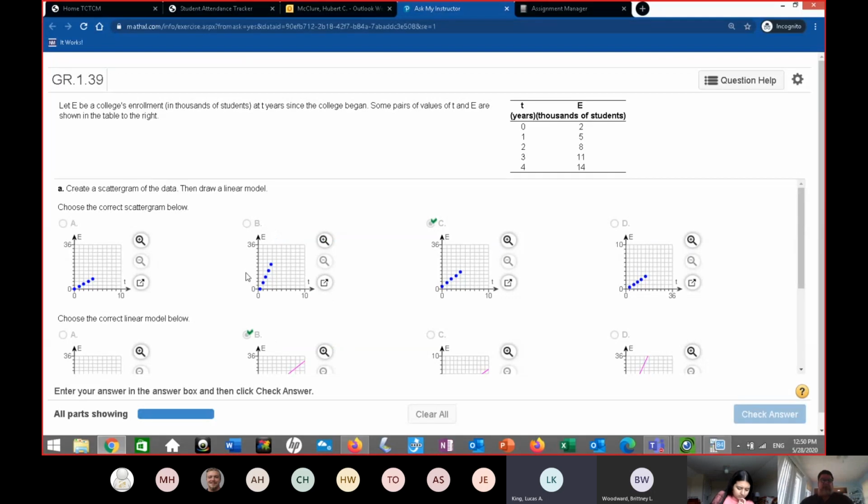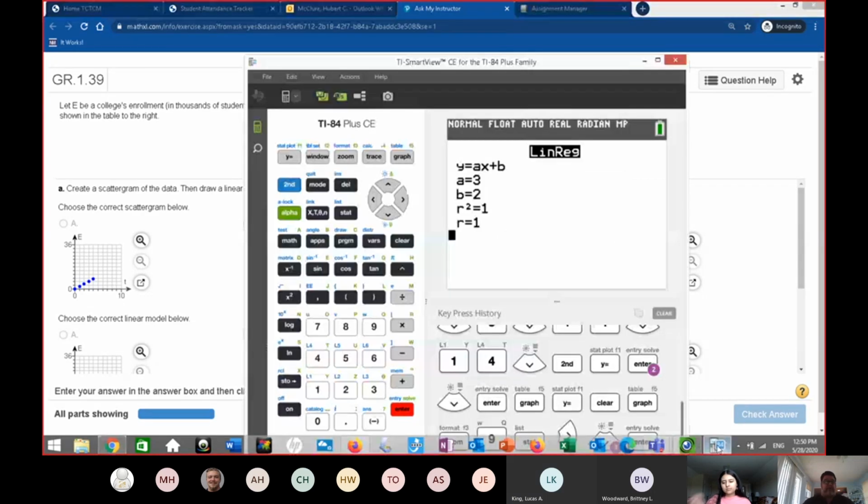It looks like A, C, or D, and of course you're going to have to blow it up a little bit and hit C. And then you're going to see it looks like about a 45-degree angle. And when you go back to your handy-dandy calculator graph, you see it looks about like a 45-degree angle.